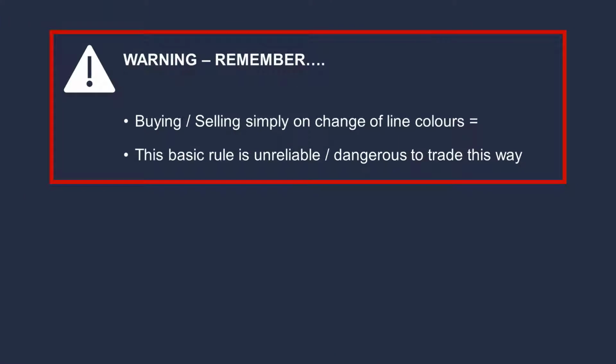I'm going to throw out that warning again. Please do remember, buying and selling simply on the change of the line colours is dangerous and unreliable. Don't do it. You'll see better ways of doing it going forward, so don't rush off and try to just do that buying and selling around that idea. Be patient, learn these other ways to supplement the power of the Kagi chart.